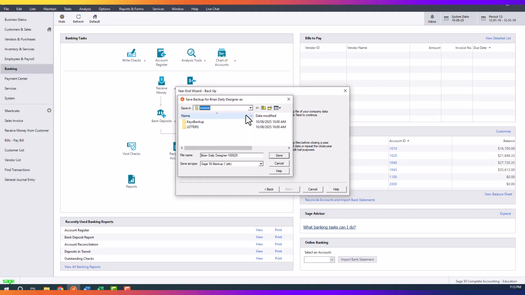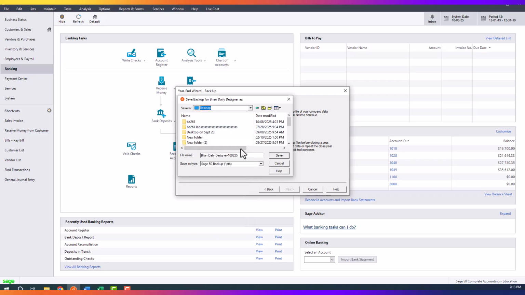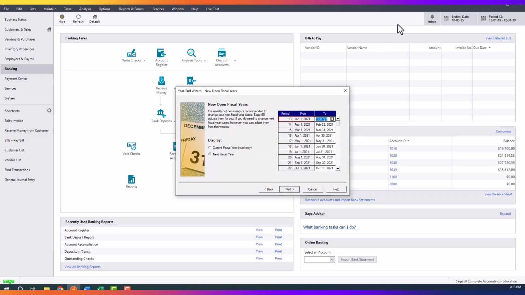And I'm going to do that real quick here, and I'm just going to save it to the desktop. I'm going to go with the default name, but please use a name that makes a little bit more sense than today's date. It gives me a warning about how much space it takes, and now the backup's being made. All right, so now the backup has been made. I can click the next button to move on.